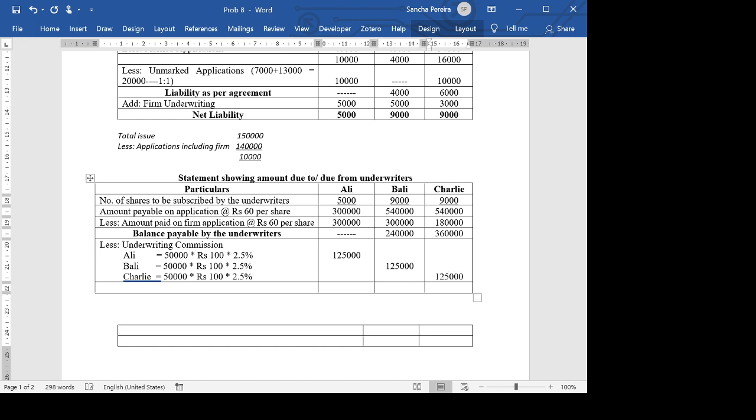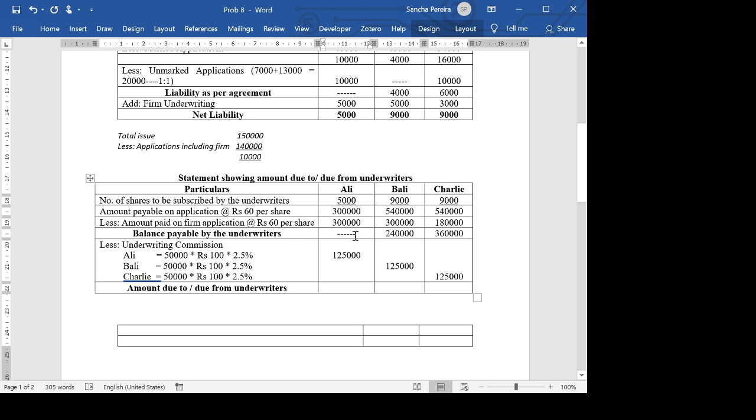So this is the amount the company has to pay the underwriters. Now the final thing that we see is who has to pay whom. So I say amount due to, the final part, amount due to slash due from underwriters.